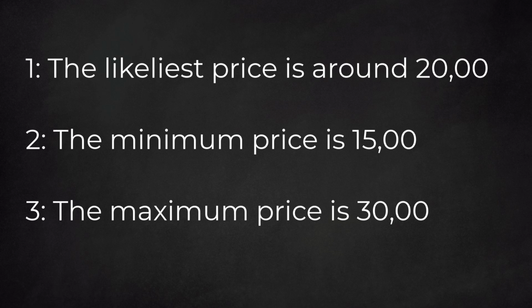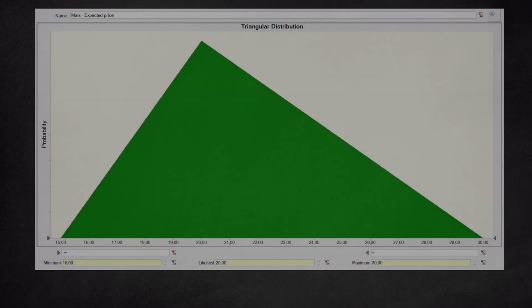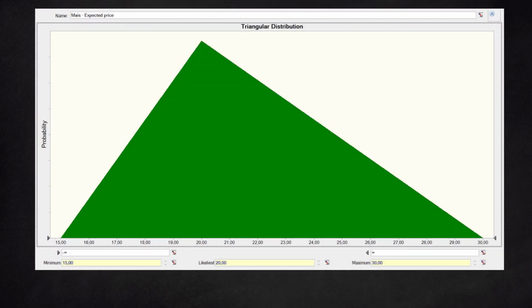These three values determine the shape of the triangle. The likeliest value defines the top, the minimum and maximum the left and right corners. A probability distribution shows the relationship between the possible outcomes, in our case the price, and the probability of these prices. The crop market prices are mapped along the horizontal axis. The vertical axis shows the probability.